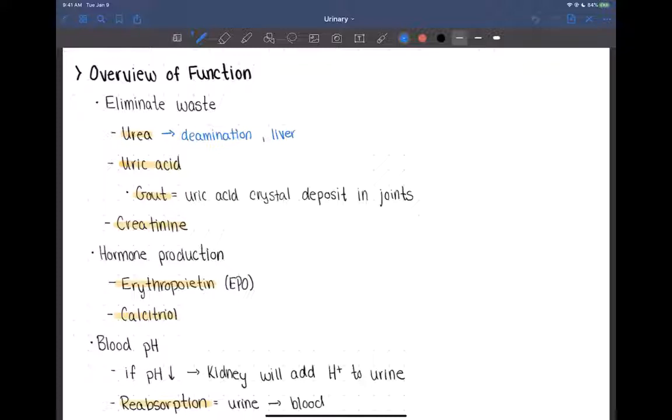Okay, and then uric acid is also present in urine as a waste product. This is a metabolic byproduct of nucleic acid breakdown. So when your body breaks down nucleic acids, that's DNA and RNA, they produce uric acid, and the kidneys will get rid of that in the urine as well. Also associated with uric acid is gout. When somebody has an accumulation of uric acid crystals and it deposits in their joints, that's called gout, and it can be very, very painful.